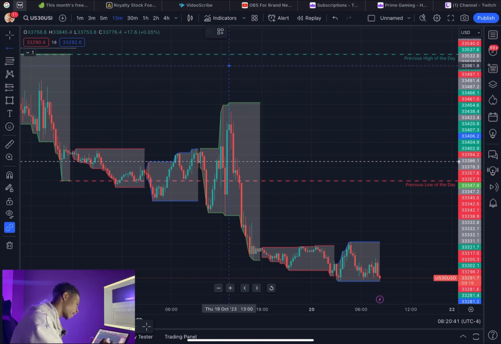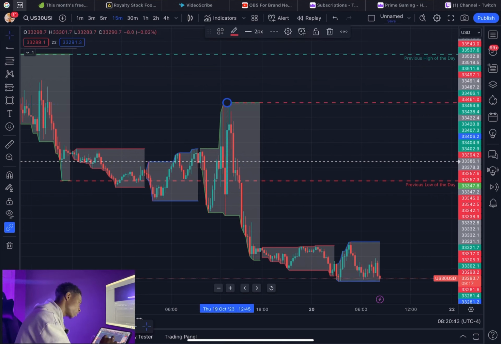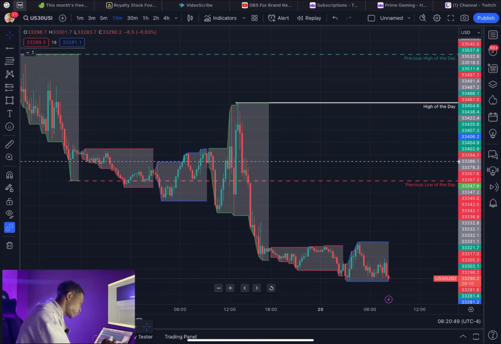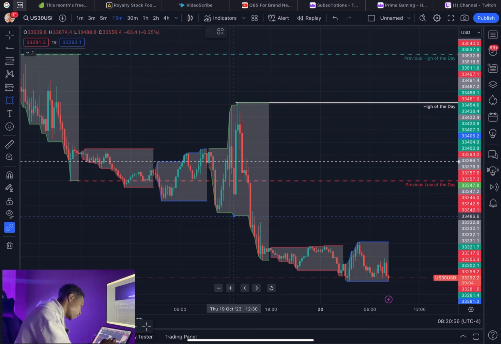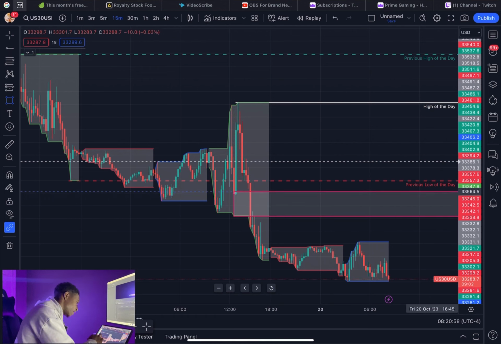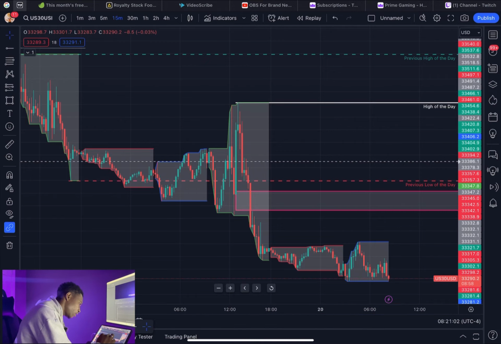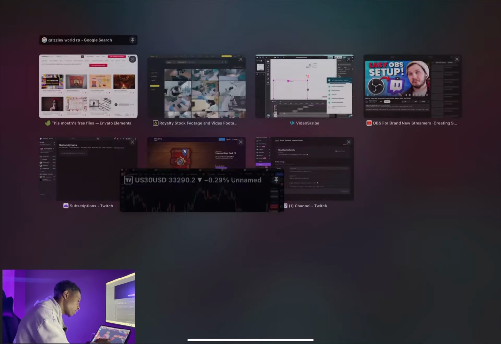Let me see. So we got a high of the day over here for US 30. And then US 30 actually created our low of the day, but it's pretty weak, so I'm not going to mark that. But what I will mark for US 30 is that same box that we had put in. We find it a little bit better. All right, let's go on the 3 minute. Let's see what that looks like.